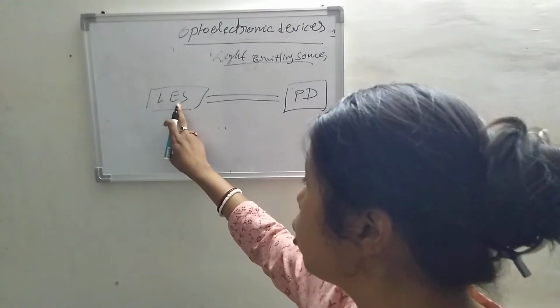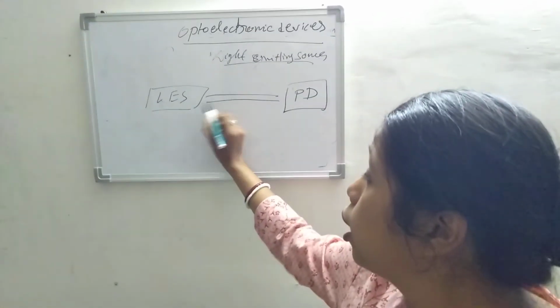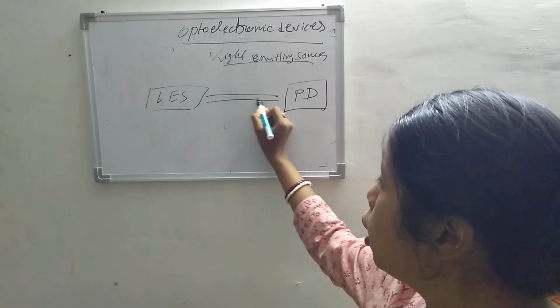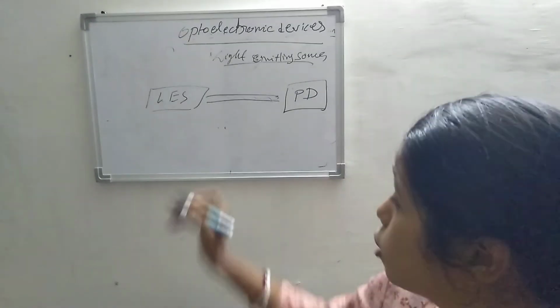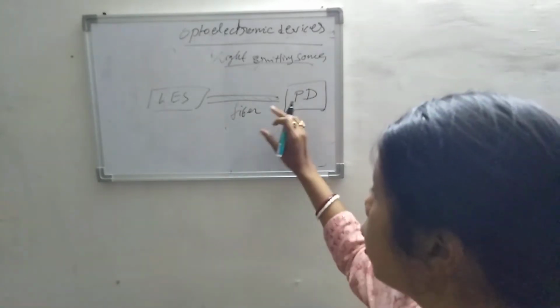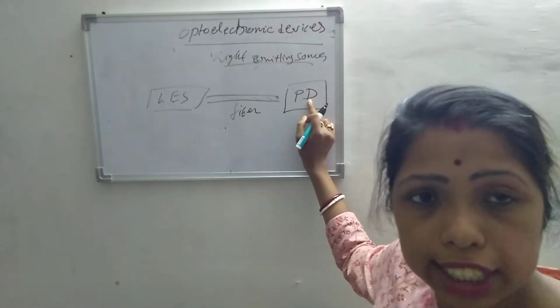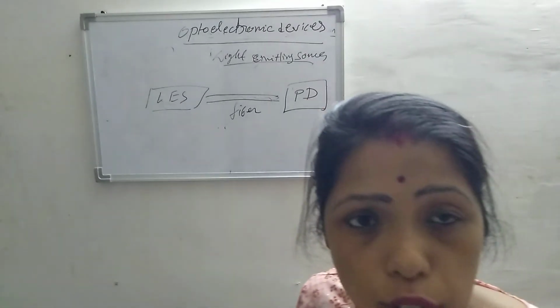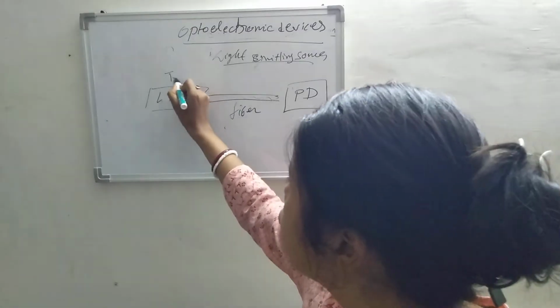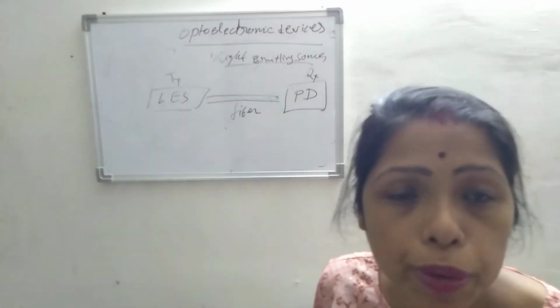So the light emitting source transmits the optical signal, which passes through the optical fiber. Then the information is received by the photodetector, in the form of the optical signal only. This is the transmitter and this is the receiver. This is the channel, which is the optical fiber.